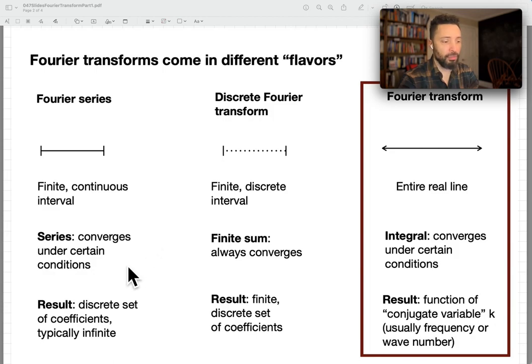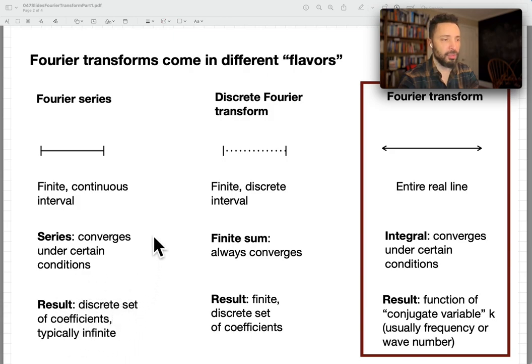The result on the Fourier side, if you want, of the story is that we have a discrete set of coefficients which is typically infinite. So typically it's a discrete set of coefficients which we call A_k, B_k in the case of the Fourier series, or we call C_k in the case of the Fourier series now written in complex exponential form. And those coefficients usually go all the way to infinity. They don't necessarily vanish except in special situations. So that's what we call, if you want, the Fourier side of the story.